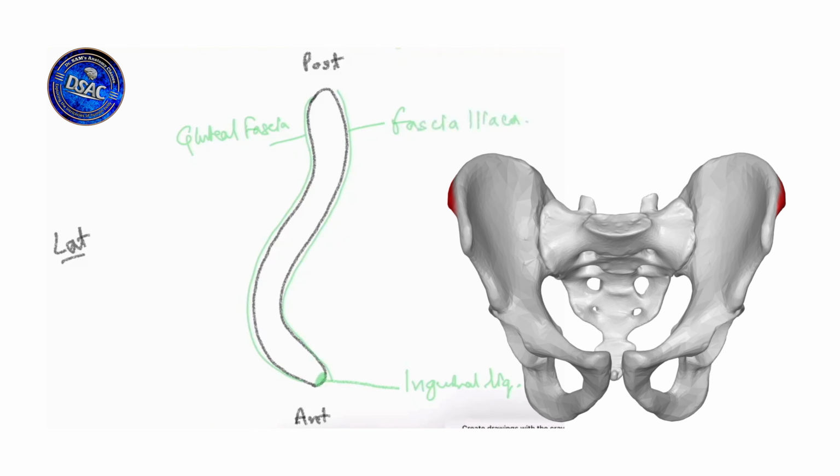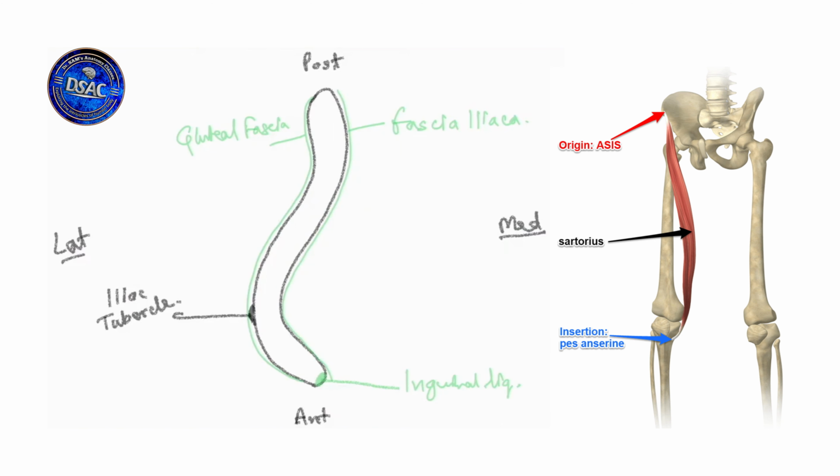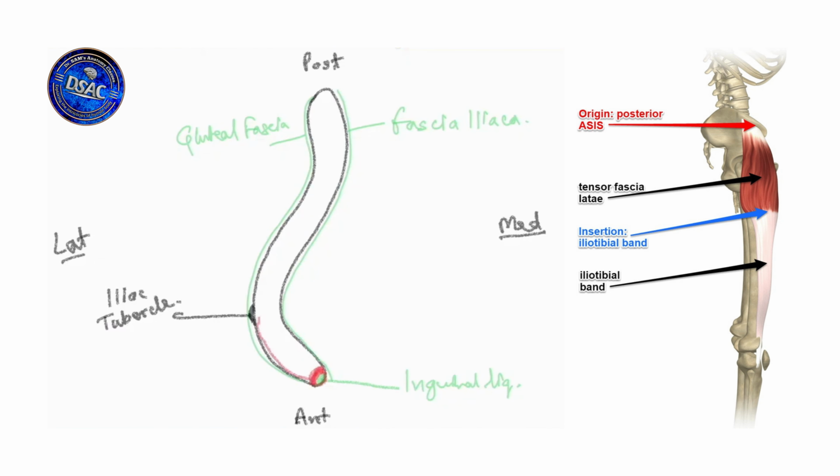On the outer border, 5 centimeters above the ASIS, you find a tubercle, and this is called the iliac tubercle. Now there's a muscle attached from the ASIS. This is actually sartorius. There's a muscle that takes origin from the ASIS, outer lip of the iliac crest up till the iliac tubercle. This muscle is called tensor fasciae lata.